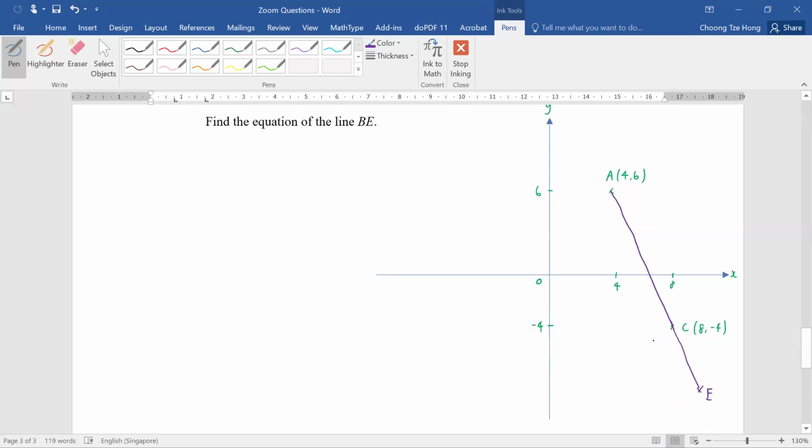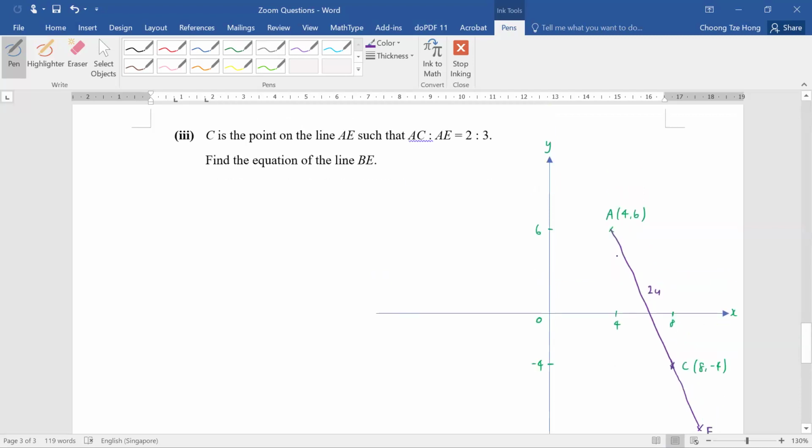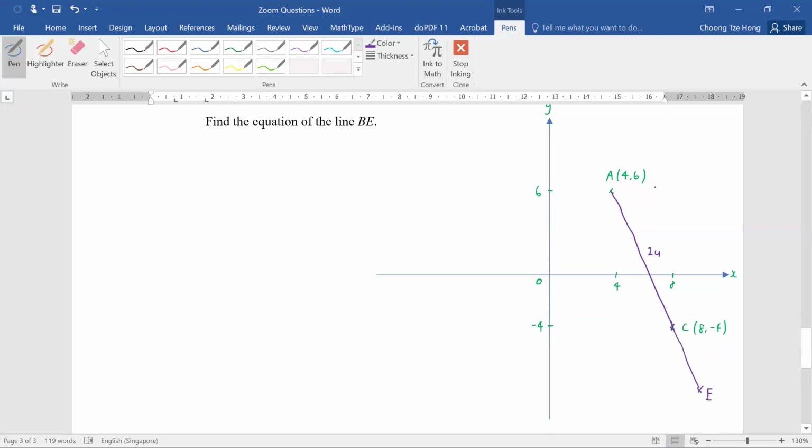They say that AC is to AE is 2:3. So that means from A to C, okay, if this is 2 units, then from A to E will be 3 units. Okay, 2:3. Okay, that means this whole thing will be 3 units, all the way from here to here. Okay, that will be 3 units, right? Okay, so the way to do this question is you can actually use the concept of similar triangles.